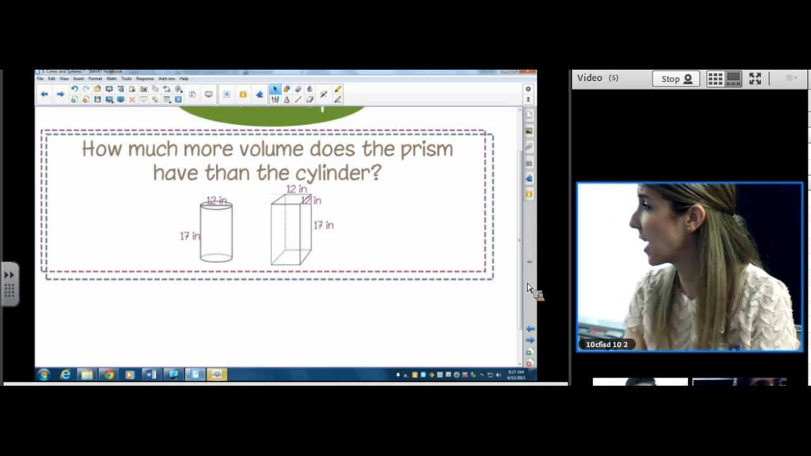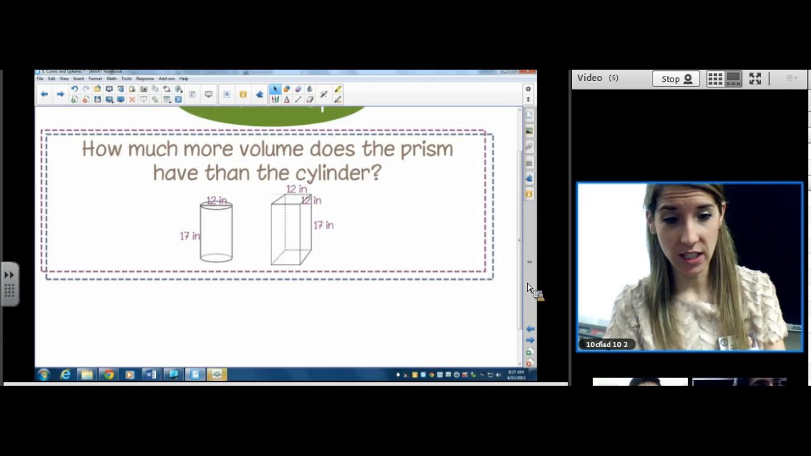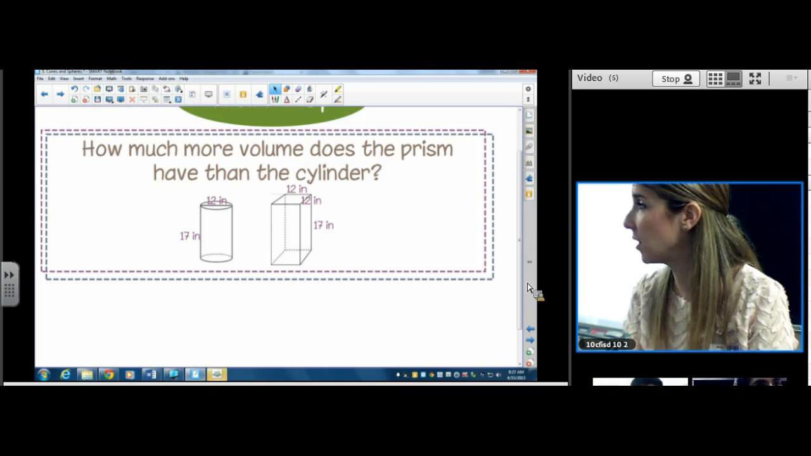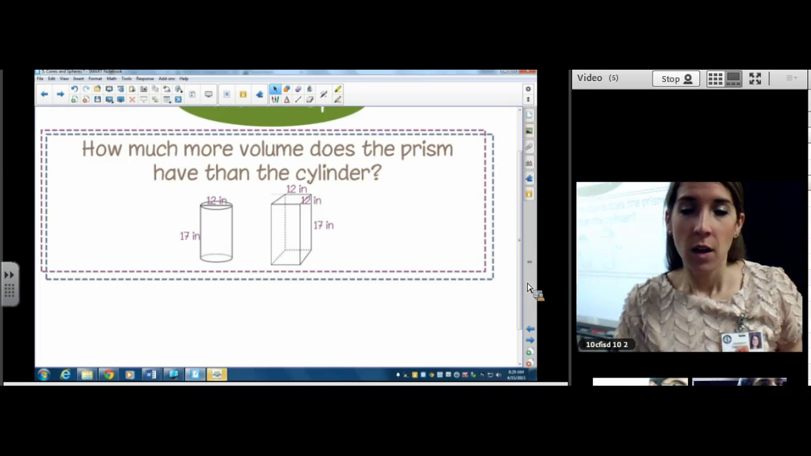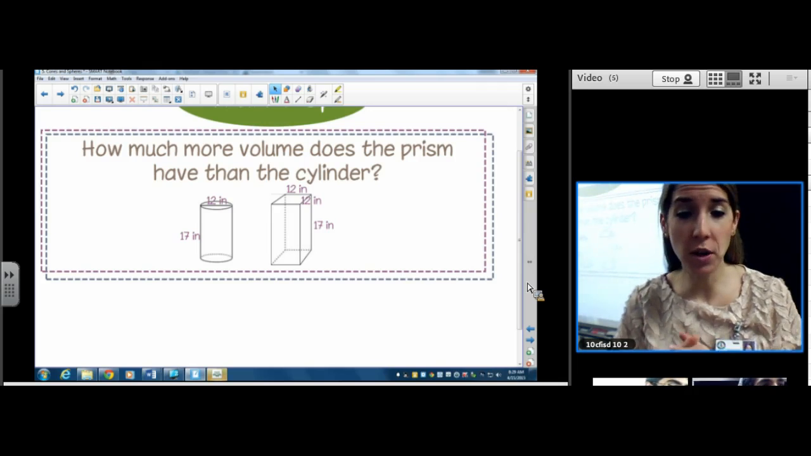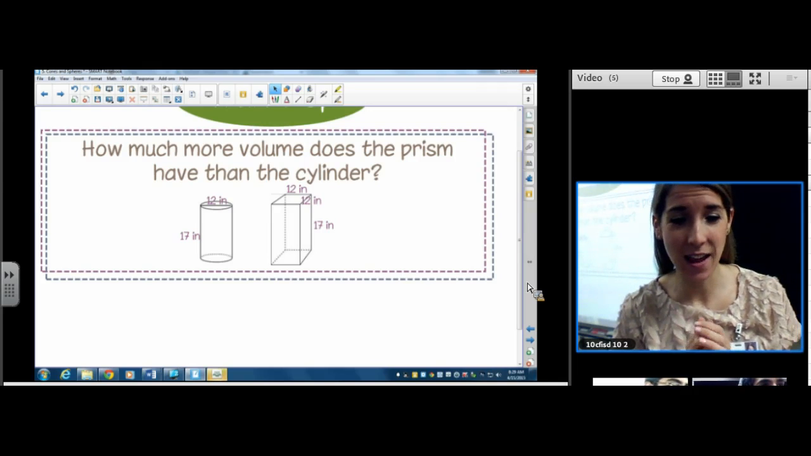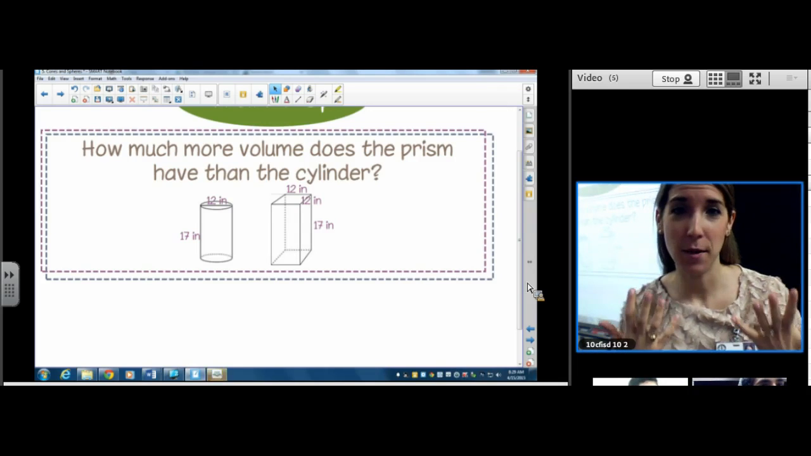What did we do yesterday? Yesterday we did cylinders. Today we're going to do a double lesson of spheres and cones. So we're doing volume. On your formula chart, a cylinder and a prism have the exact same formula.